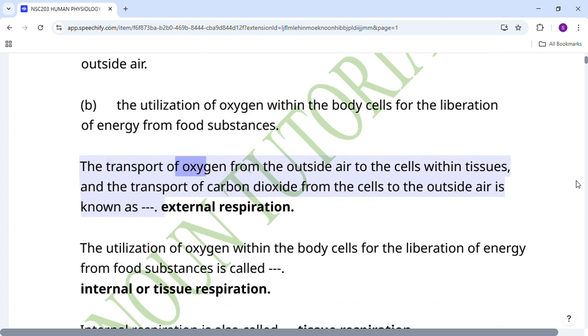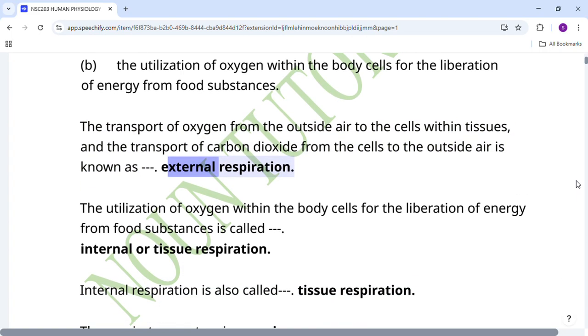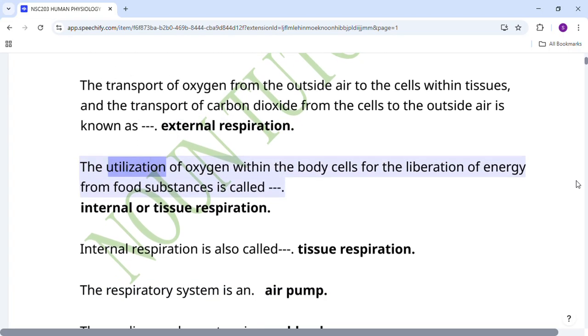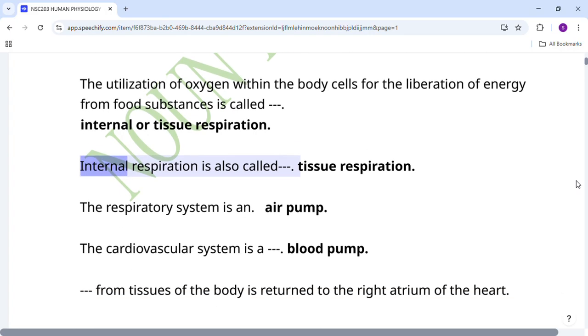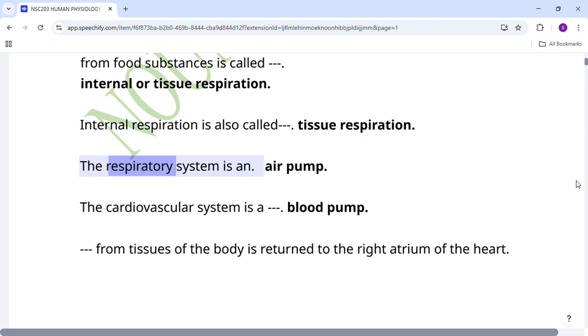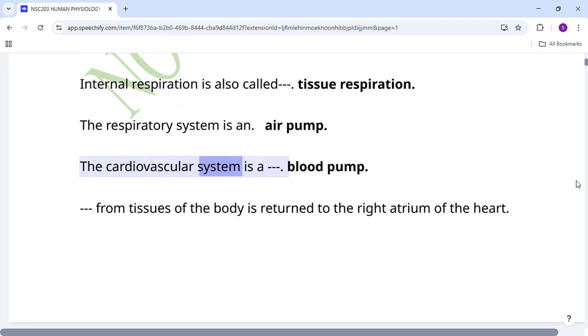The transport of oxygen from the outside air to the cells within tissues, and the transport of carbon dioxide from the cells to the outside air is known as external respiration. The utilization of oxygen within the body cells for the liberation of energy from food substances is called internal or tissue respiration. Internal respiration is also called tissue respiration. The respiratory system is an air pump. The cardiovascular system is a blood pump.